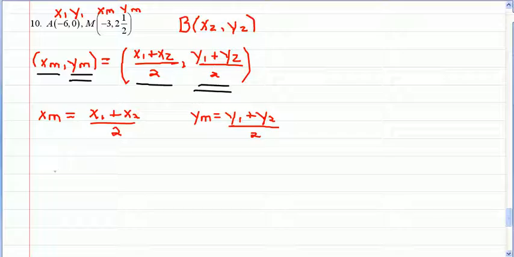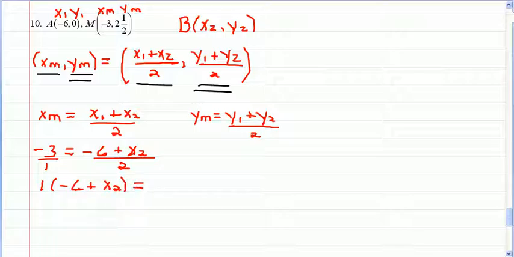So x sub m is negative 3, x sub 1 is negative 6, we're finding x sub 2, we divide by 2, put the negative 3 over 1, and cross multiply. I distribute the 1, and my last step is to add the 6 to both sides to find that x sub 2 is equal to 0.